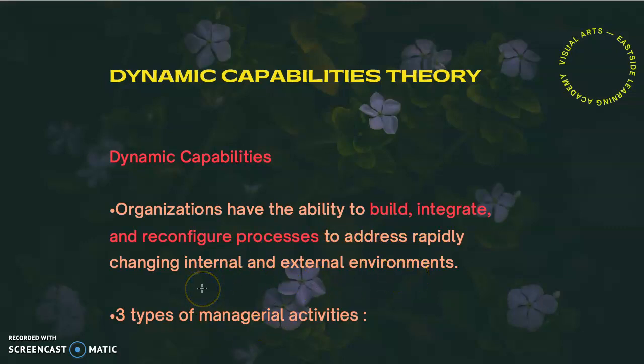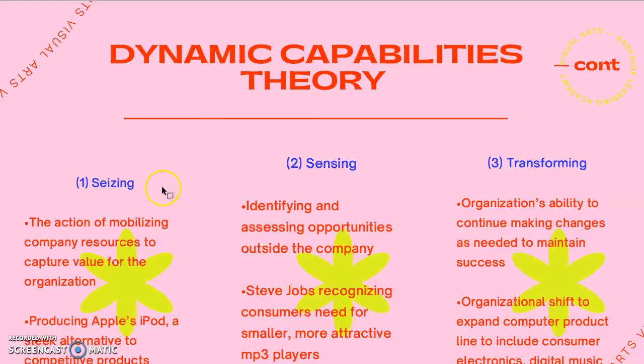But they need to do certain types of managerial activity. We have three types of managerial activities that can help make processes more dynamic. The first one is seizing: the action of mobilizing company resources to capture value for the organization. For example, they produced the iPod as an alternative to the competitors' product. The second one is sensing. What is sensing? You need to identify and assess opportunities outside the company. In the same example, Steve Jobs recognized the consumer need for smaller and more attractive MP3 players. That's the meaning of sensing.